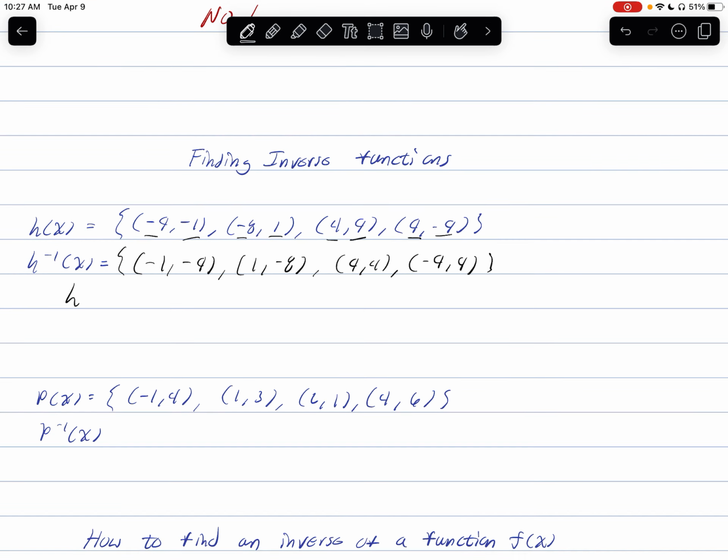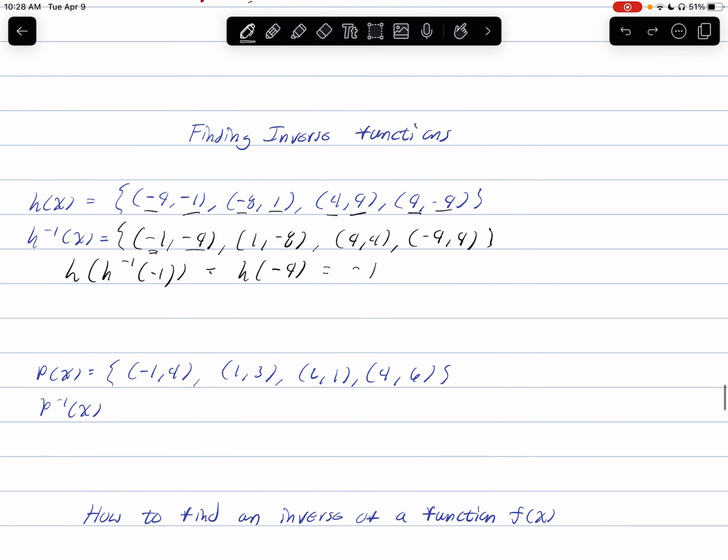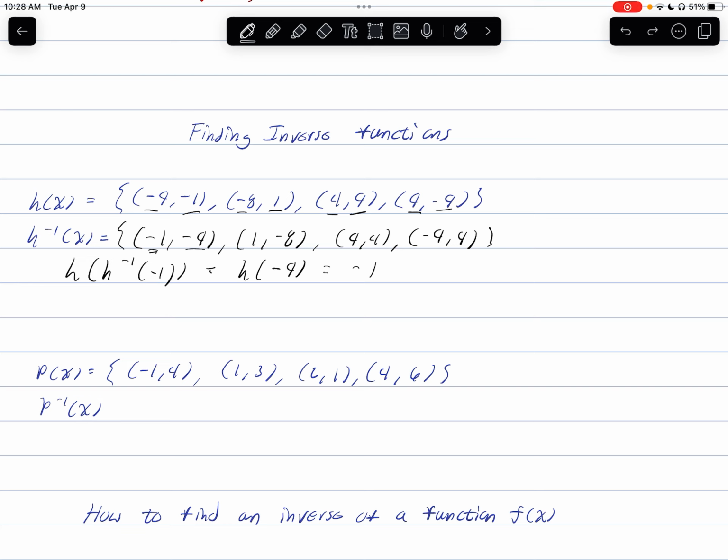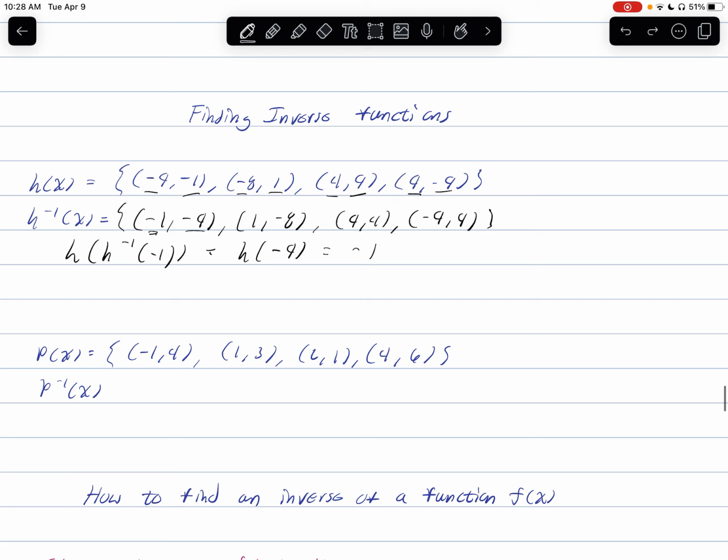So if we have h inverse of -1, this is going to give us -9, because h inverse of -1 is -9. The output for -1 is -9, and h of -9 goes to -1 up here. As we saw before, h of h inverse of x has to be equal to x, so this should be the case here. We can check for each one of these points that that holds. So this is a more explicit example of exactly what's going on when you take the inverse of a function.